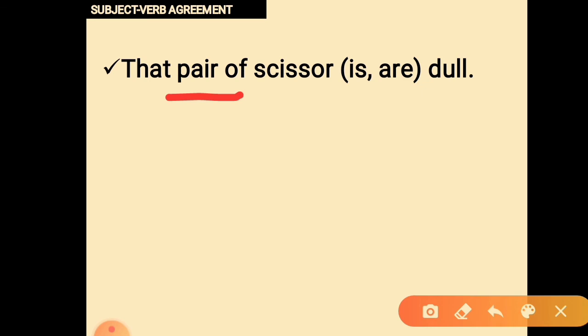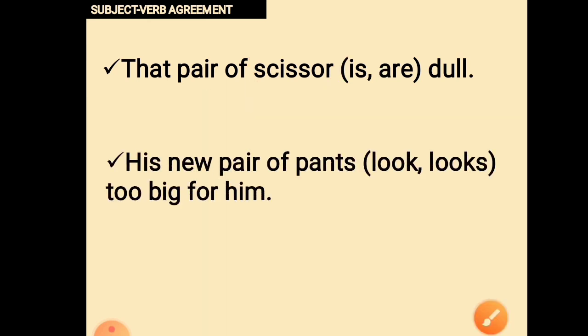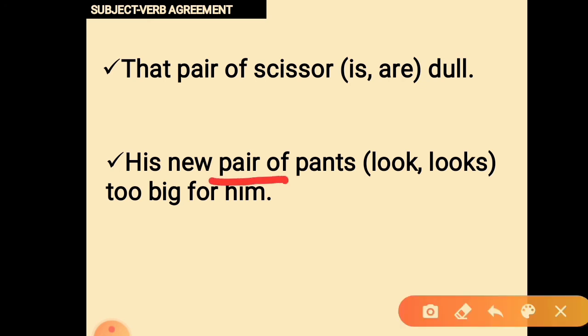So that is. Okay, even though we have scissors here, kahit may scissors tayo, still, the verb that we'll be using is is kasi meron siyang pair of. Next, his new pair of pants looks too big for him. In this sentence, same thing. We have noticed the phrase pair of. We have pants, that is plural, right?